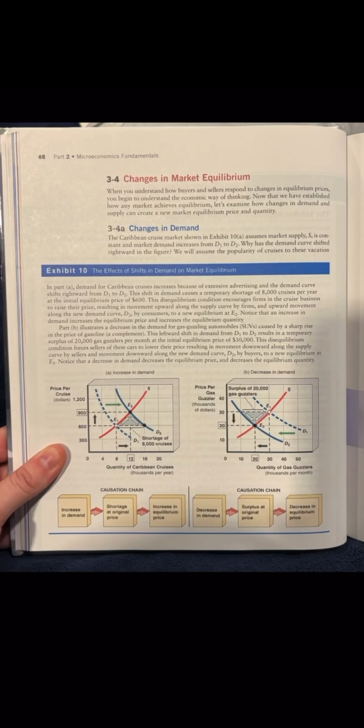Part B illustrates a decrease in the demand for gas-guzzling automobiles, SUVs, caused by a sharp rise in the price of gasoline, a complement.